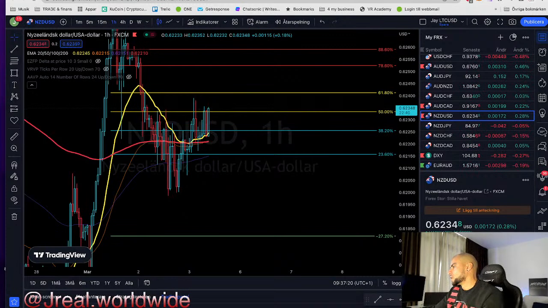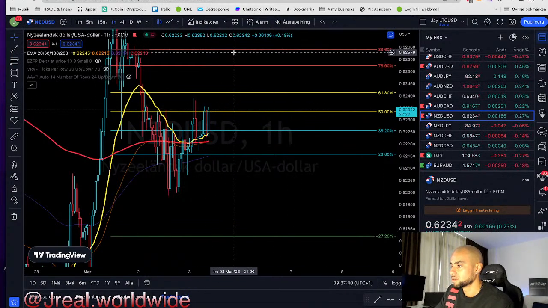Yo, Sven, the entry zone you're talking about on NZD USD, I don't think it's correct because that zone is up here somewhere, even higher.